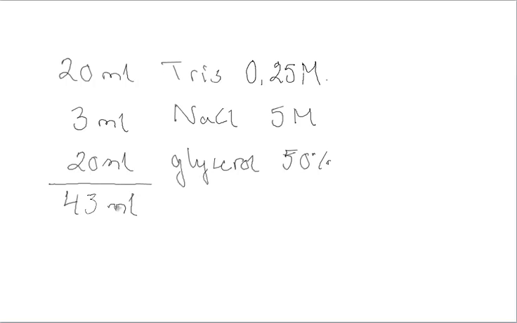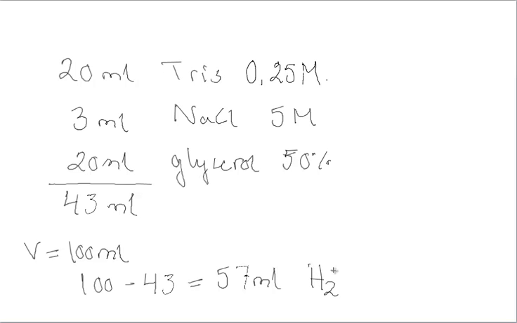And this equals 43 milliliters, 20 milliliters plus 3 milliliter plus 20 milliliter. And the total volume will be 100 milliliter. And these tris, sodium chloride and glycerol together is 43 milliliters. So then we will add 57 milliliters of water into the solution.